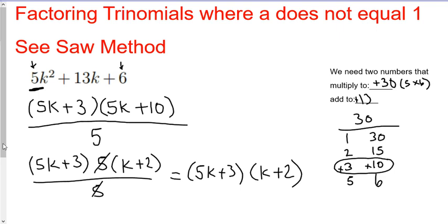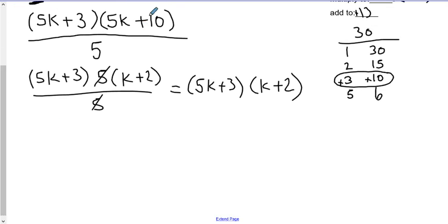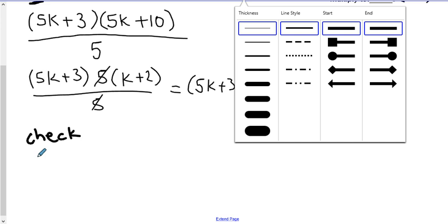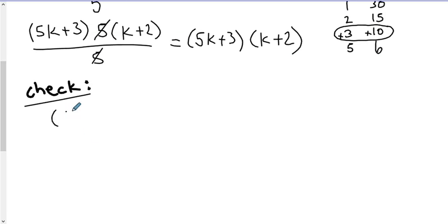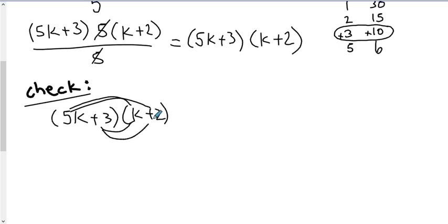Now, to make sure we are correct, we can take that answer and FOIL it to make sure it gives us what we started with. When we do our check, we're just going to FOIL what we have. Our answer was 5k plus 3 times k plus 2. We do first, outer, inner, last, distribute that and collect like terms.